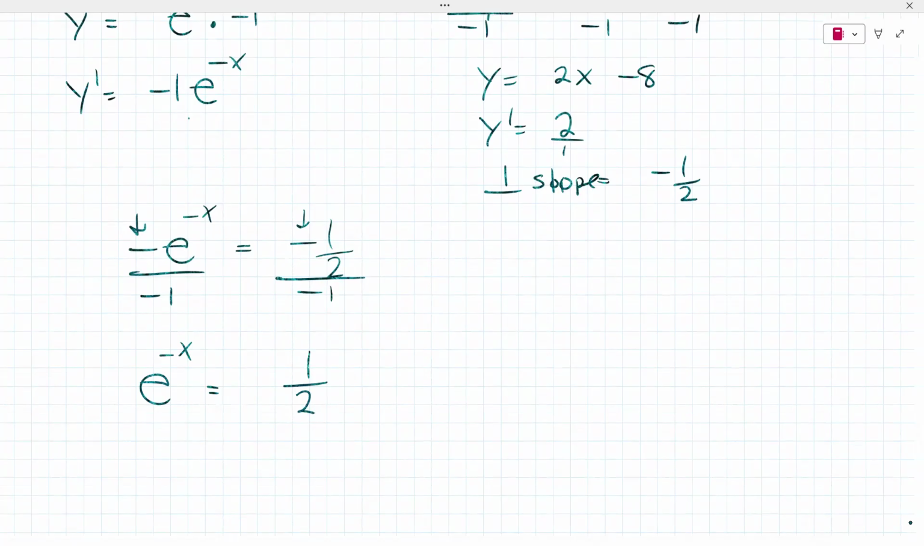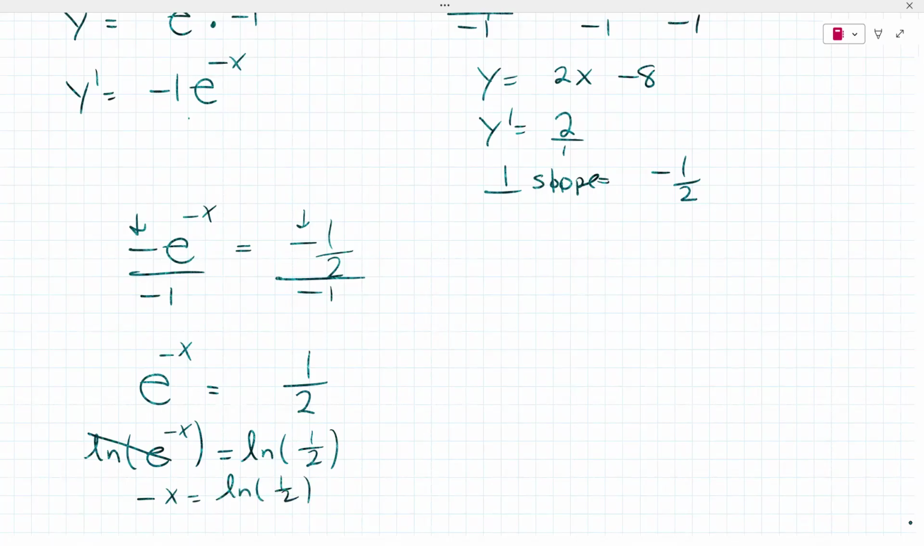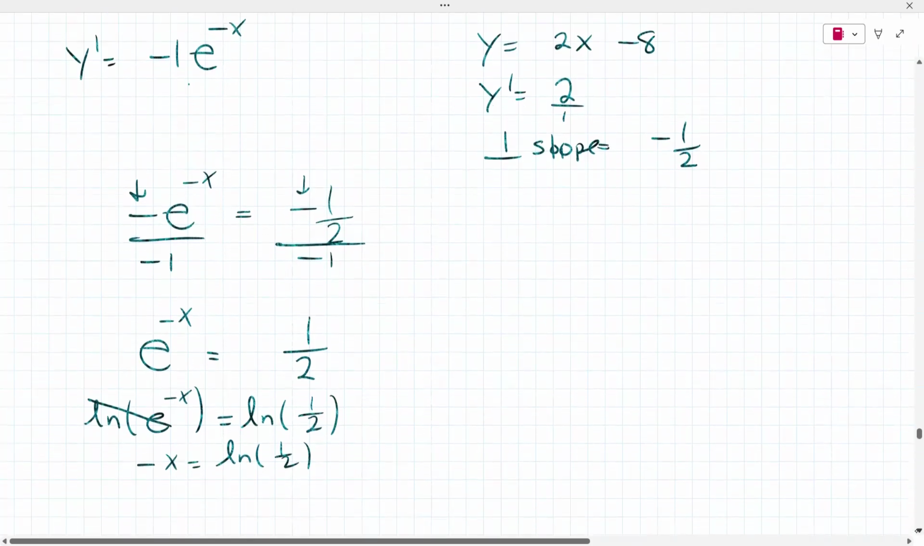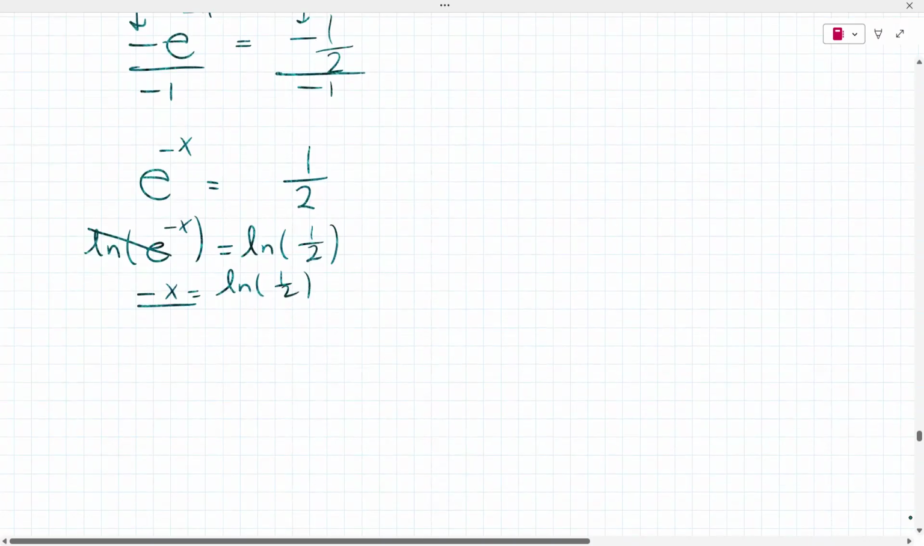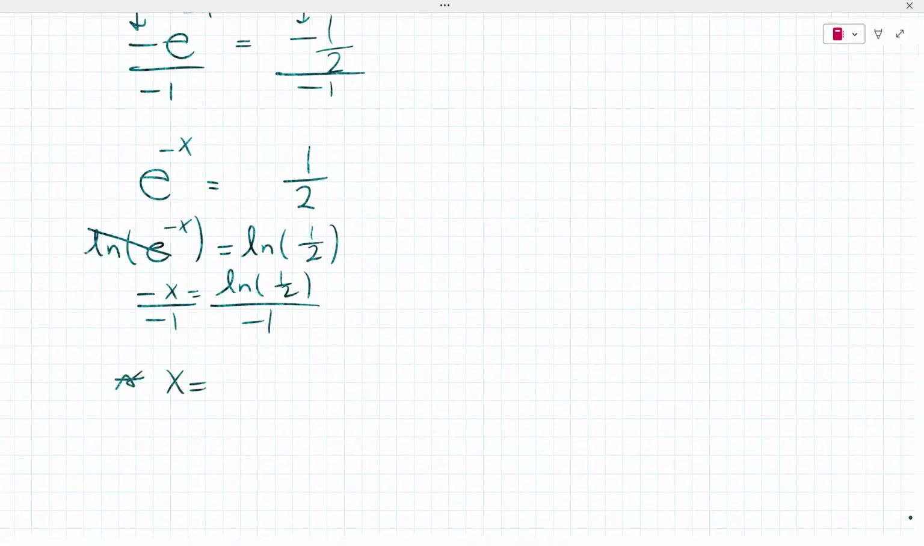Then you take the ln of both sides. So that's going to be ln of 1/2. And then over here, this would be ln of e to the negative x. And let's see, ln e cancels, you're just left with negative x equals ln positive 1/2. And then get rid of this -1 by dividing both sides by -1. I get negative ln of 1/2.